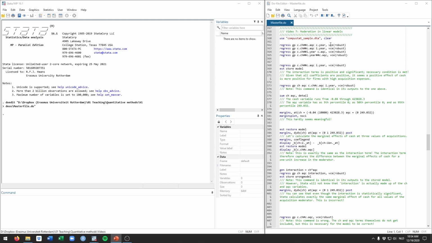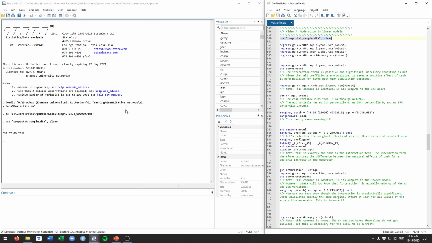And the way you go about it in Stata is of course to first load up data, as we'll do here, the CompuStat data that we've been working with. And in the next few minutes we'll be checking whether the effect of cash on gross profits depends on the new moderator, the amount of money spent on acquisitions. That's AQC in the CompuStat data.